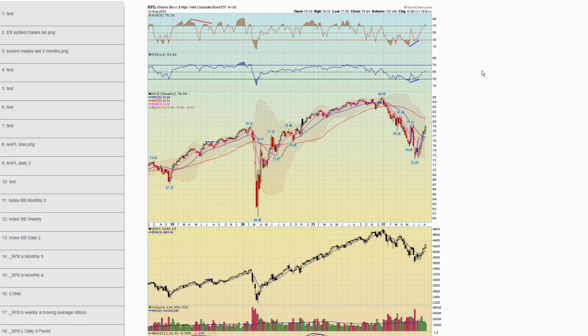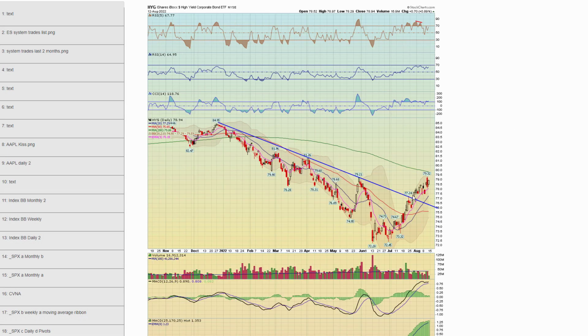Next. Chart 46, here's the daily view. You know, they broke over their downtrend line back in July before the market did, and I pointed that out, and that's been bullish.